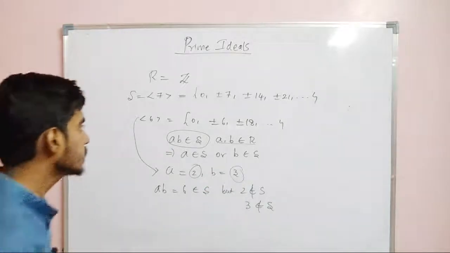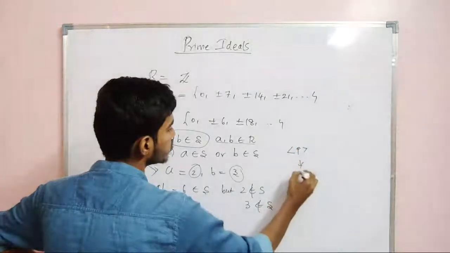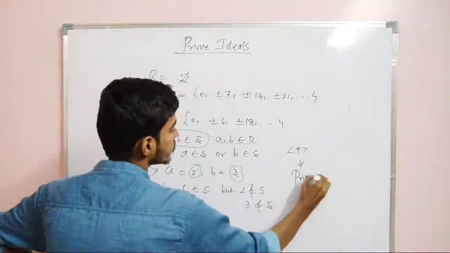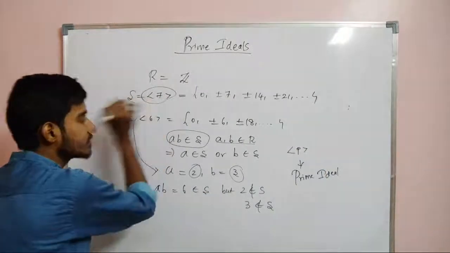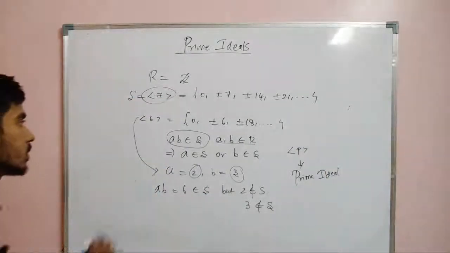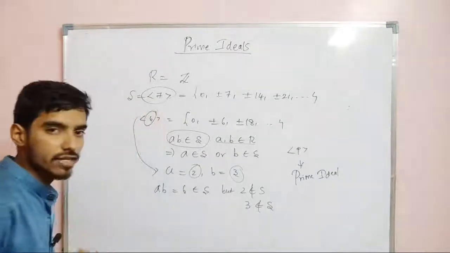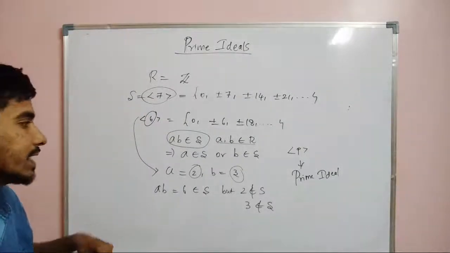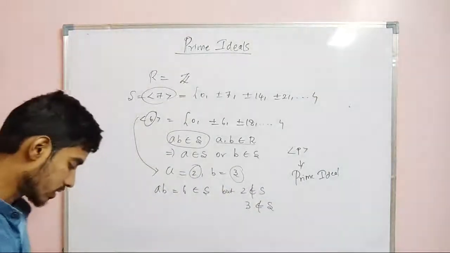So therefore, in the integers, every ideal generated by a prime is a prime ideal. You can see this is a prime ideal because 7 is a prime, and this is not a prime ideal because 6 is not a prime. So in the set of integers, an ideal generated by a prime is a prime ideal.